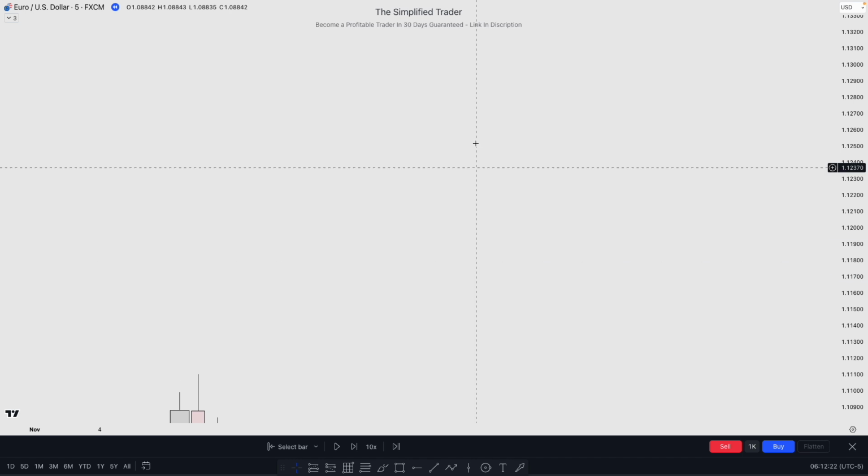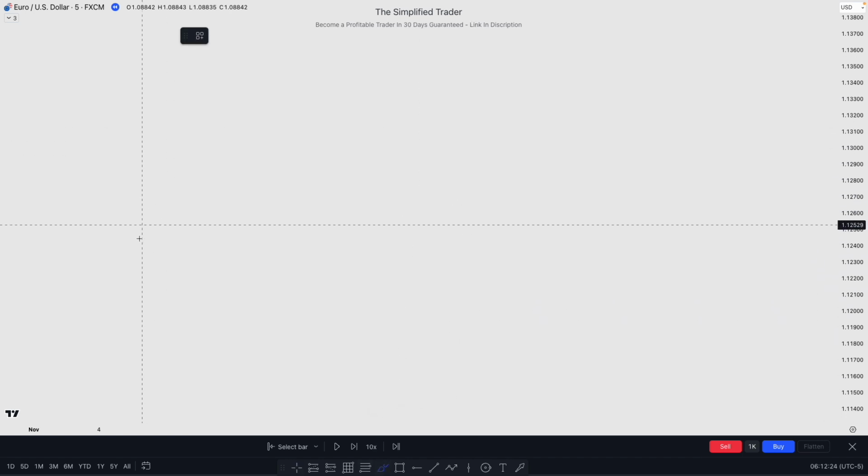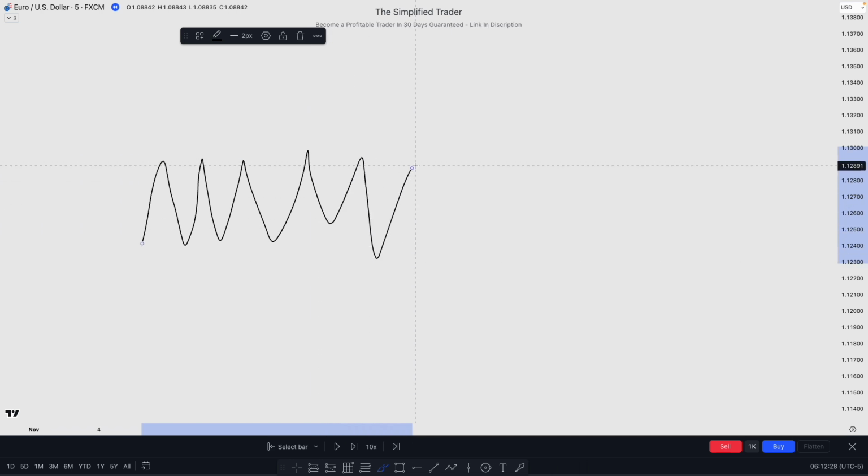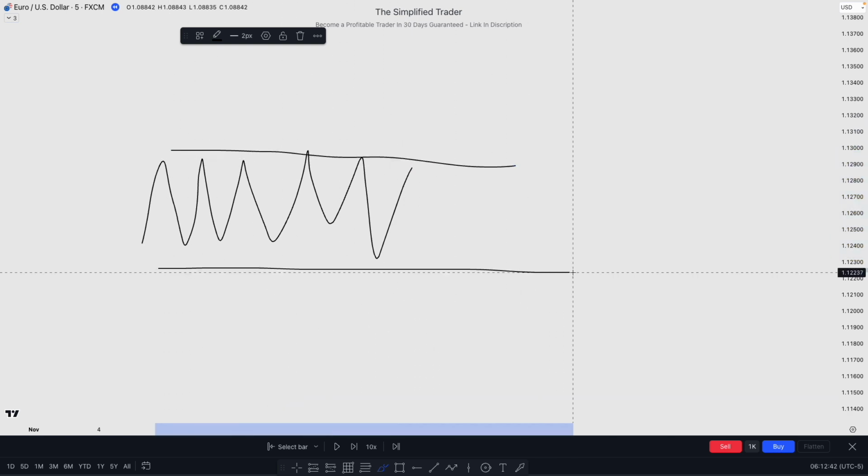So we wait for Asia to print. We let Asia do its thing from 8 p.m. to midnight New York time. And then I want you to start trading this midnight New York time. The second that Asia closes, I want you to trade this. Then when Asia closes, we wait for a sweep of the high, or we wait for a sweep of the low.